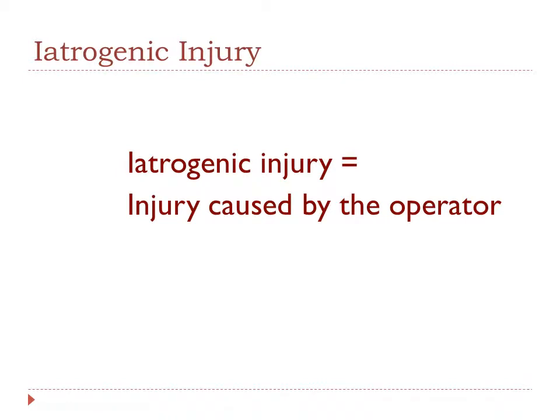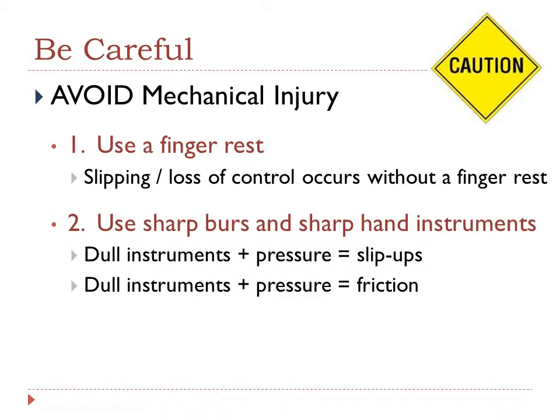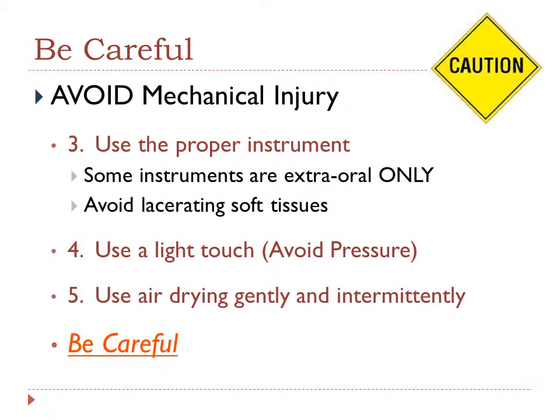Iatrogenic injury is a word to remember. It is injury caused by the operator. How do we avoid creating a mechanical injury? The slide refers to prevention of both hard and soft tissue damage. Great care should be exercised at all times. Use of the correct, well-cared-for instrument, finger purchase, isolation, lighting, adequate anesthesia, along with minimal pressure and judicious application of air drying are essential to the prevention of injury.